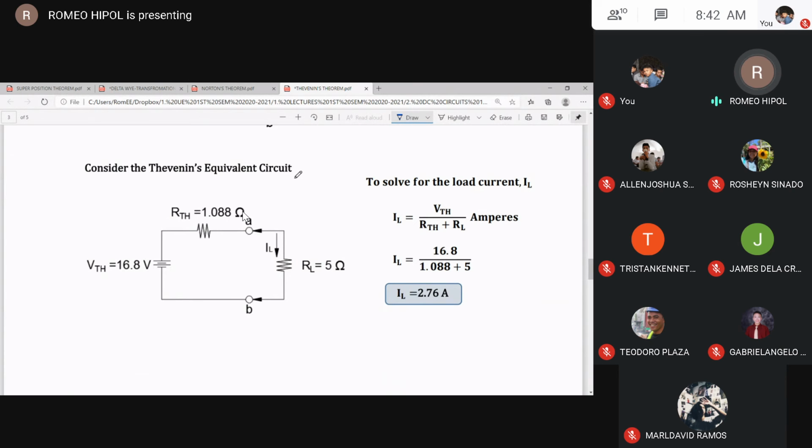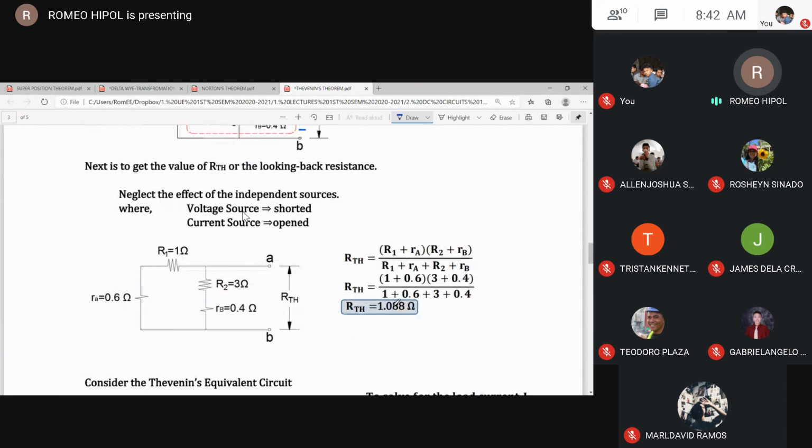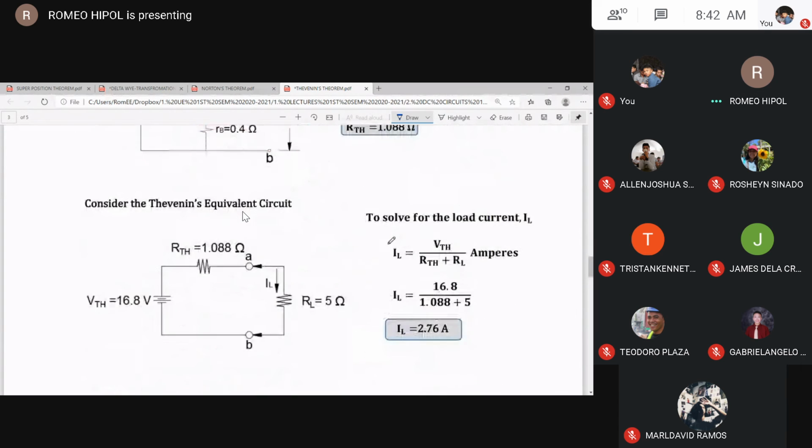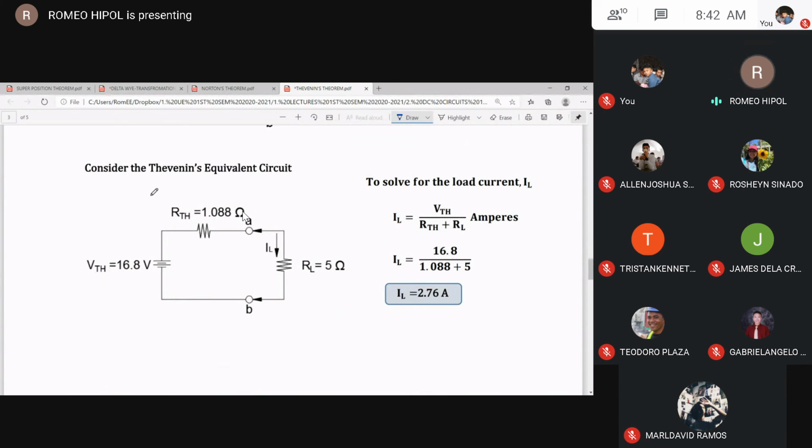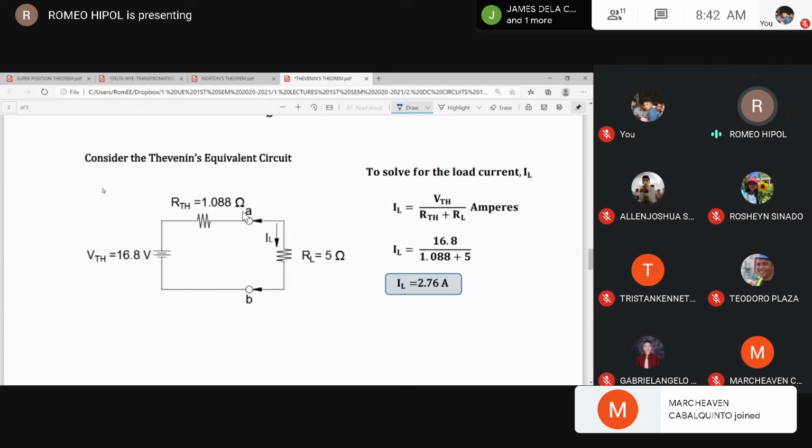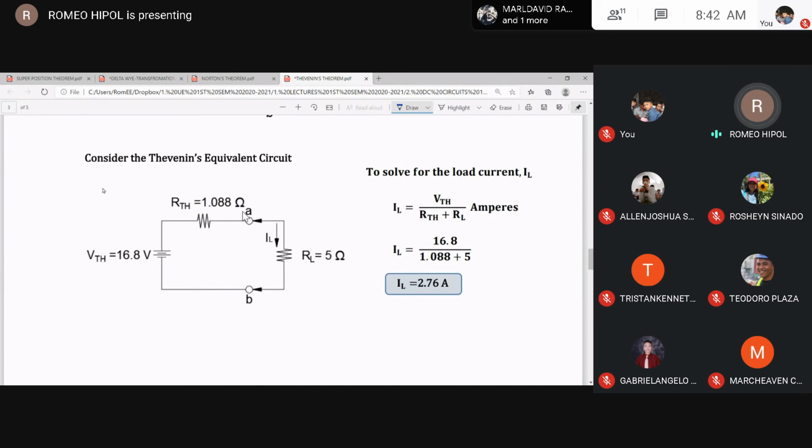Consider the Thevenin's equivalent circuit. Okay, since we have the RTH and the VTH, now redraw the circuit. Ito, importante to sa solution. So, kailangan ko makita yung Thevenin's equivalent circuit. So, ano ba yung composition ng Thevenin's equivalent circuit? Actually, it is a series circuit composed of the Thevenin's voltage and the series connected RTH and RL. Actually, yung isolated load RL natin, dito natin ibabalik. Okay. So, we have the VTH, RTH, IL.